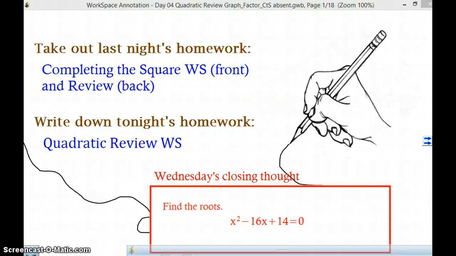Let us go over completing the square, graphing, and factoring. We're going to talk about 3 different ways to find the roots of quadratic equations today. Okay?